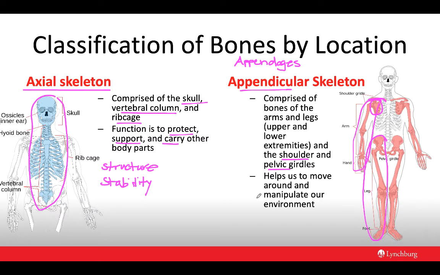What we see with the appendicular skeleton is we have a lot more mobility, because our arms and our legs are there to move us around our environment, right? They help us move, they help us manipulate our environment. That's how you can pick up your coffee cup in the morning, or fix your hair, or get to class, okay? So we've got mobility over on this side with our appendicular skeleton. We've got stability over on this side with our axial skeleton.